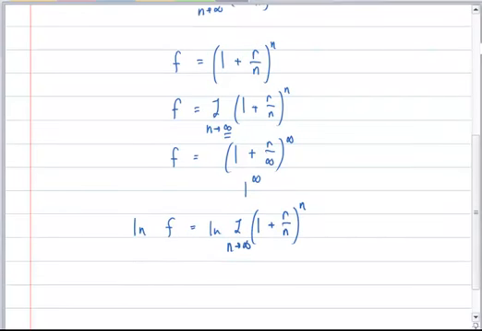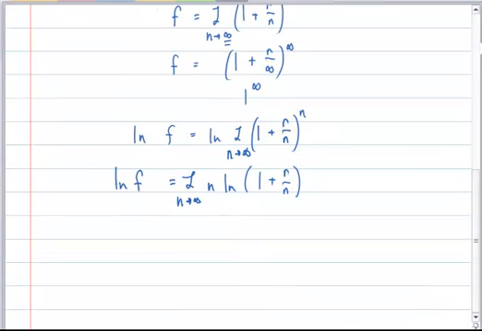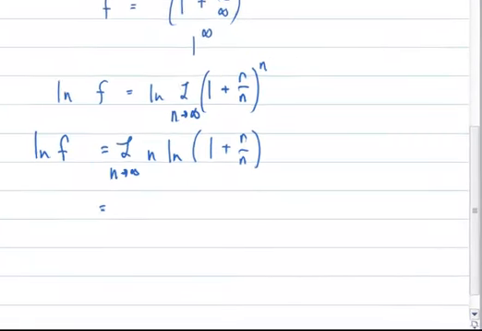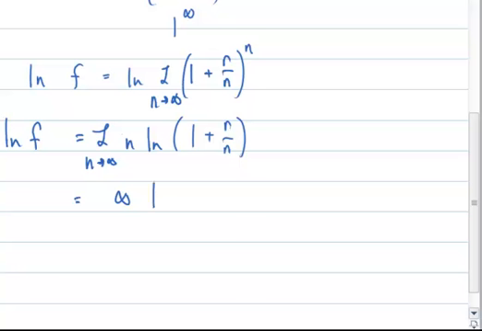the power comes down in front of the natural logarithm, and I'm just going to bring the limit outside because I can change the order of my limit. So now I have the limit as n goes to infinity of n times the natural log of 1 plus r over n, not to the n power anymore because I brought the n exponent down, and that equals ln of f. So now I'm going to check this to see if I still have an indeterminate form, and when I plug in infinity, I have infinity times the ln of 1, which is also infinity times 0, which is still indeterminate.